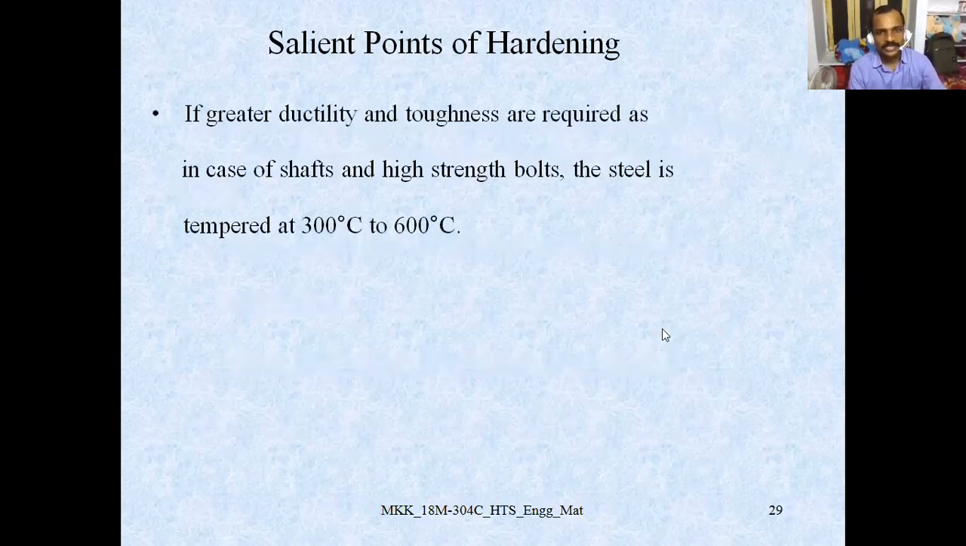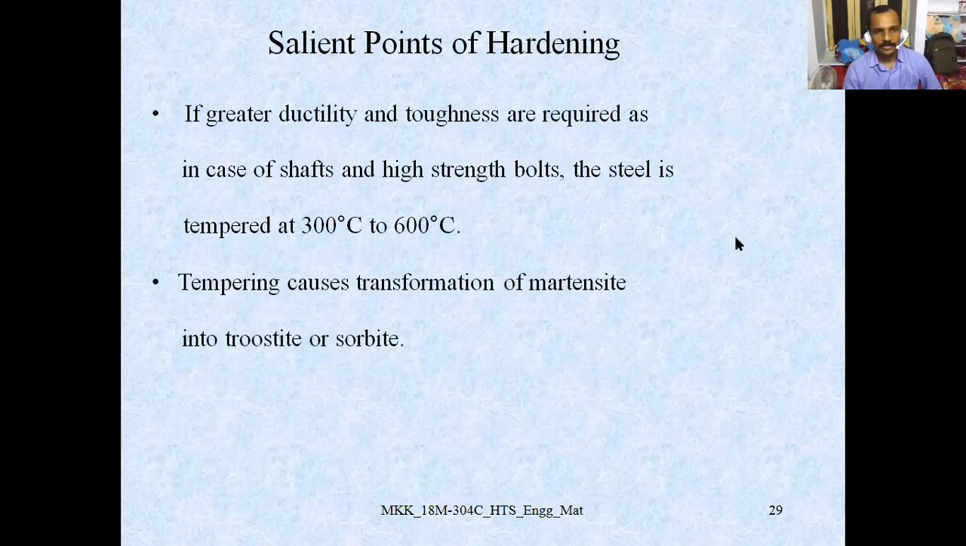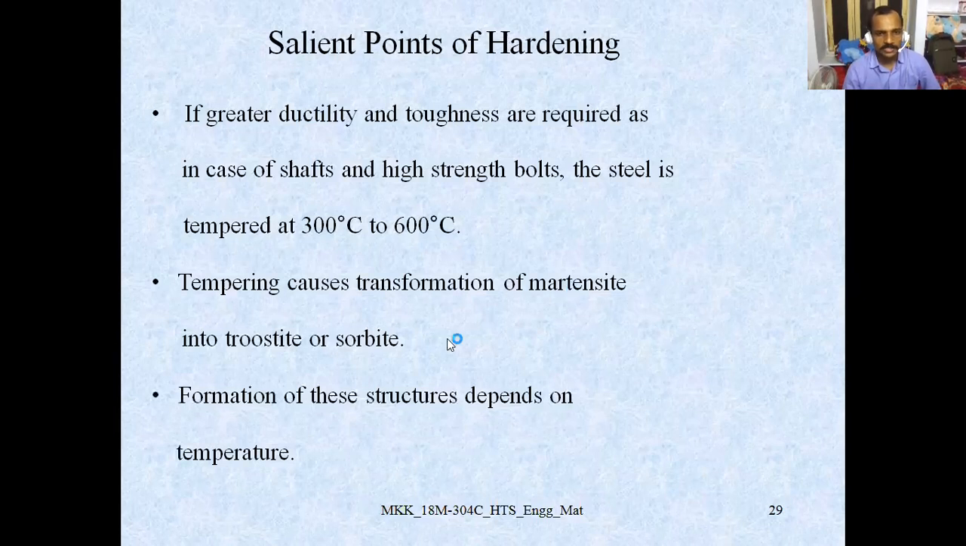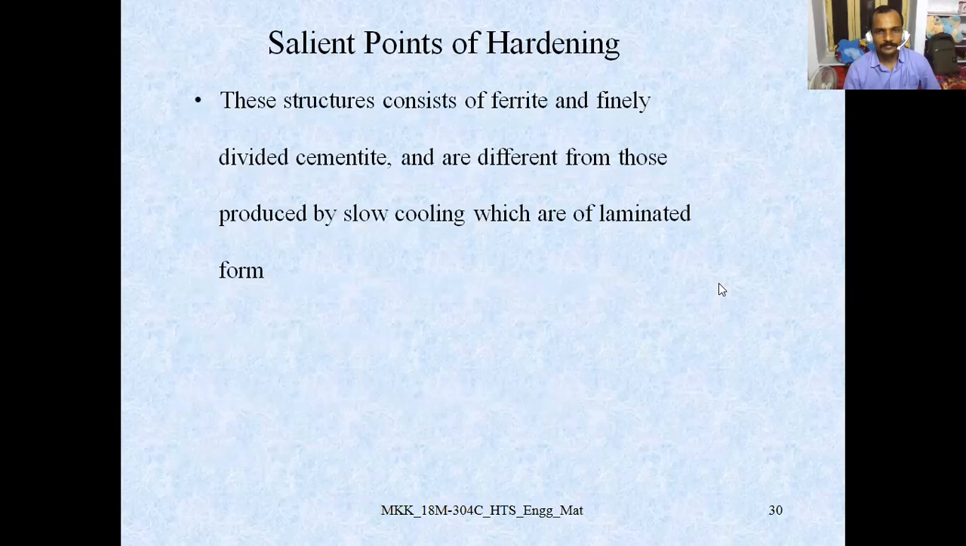If greater ductility and toughness are required, as in the case of shafts, high strength bolts, etc., the tempering temperature should be 300 to 600 degrees centigrade. Tempering causes transformation of martensite into troostite or sorbite. We already discussed what martensite, troostite, and sorbite are. The formation of these structures depends upon the temperature.